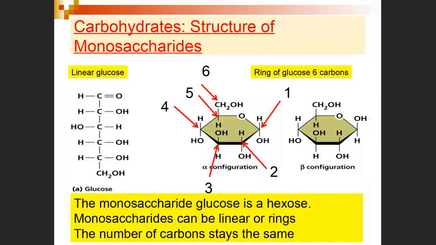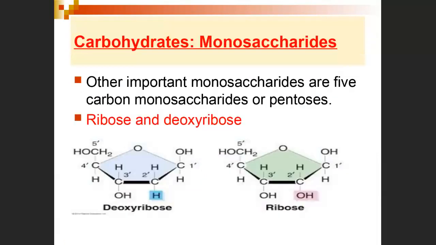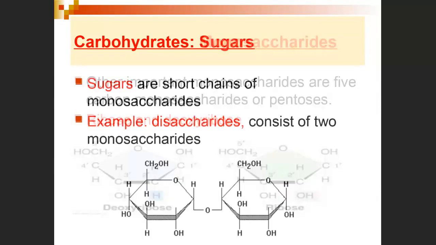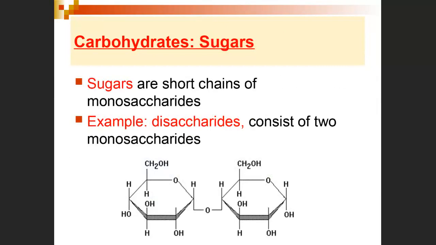Okay, we got that. There are a couple of 5-carbon monosaccharides that you do need to know because they will come back. They're important. These are called ribose and deoxyribose. And these are the monosaccharides that are used in DNA, in nucleic acids, DNA and RNA. That's why you need to know them. Those are the sugars, if you will, found in DNA and RNA.